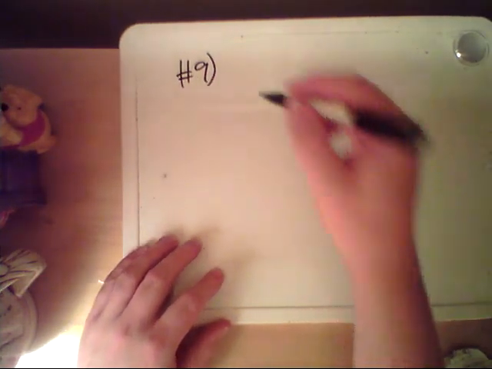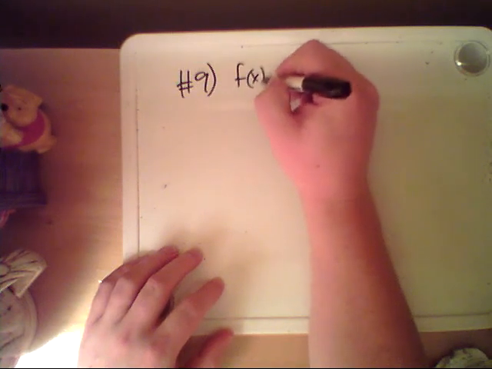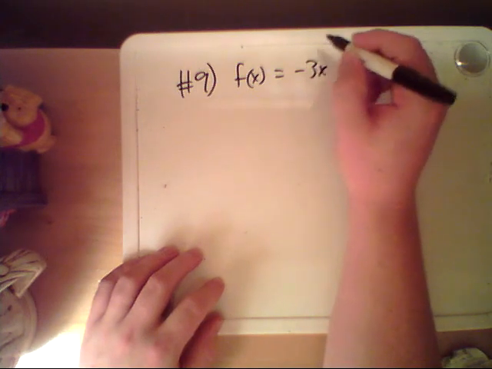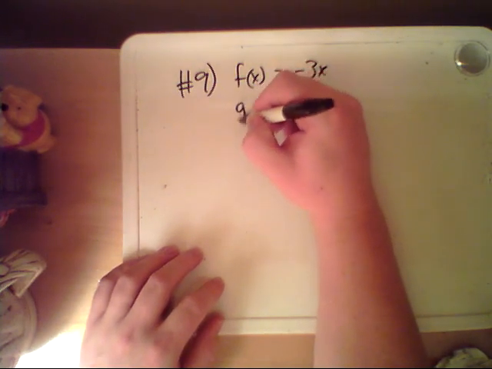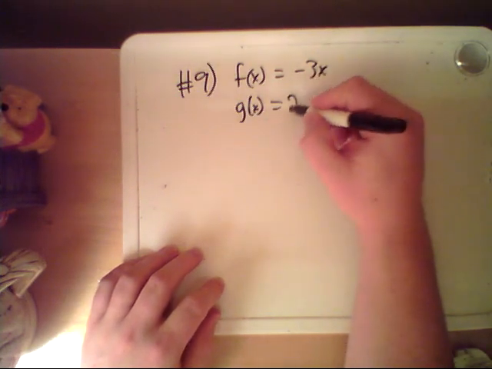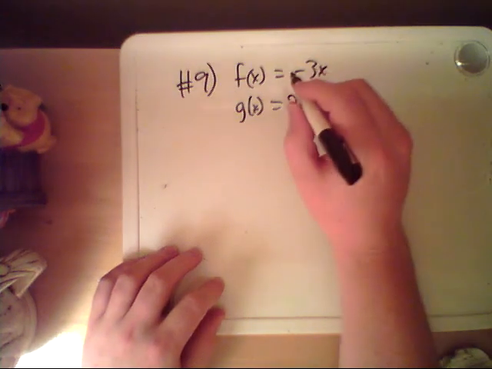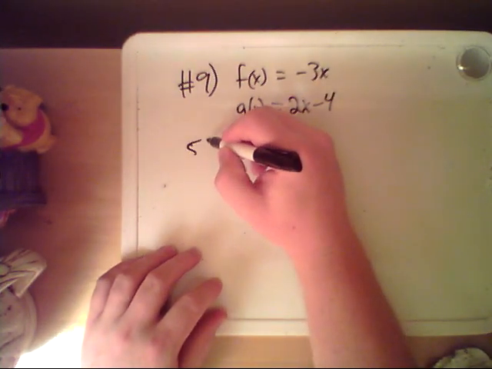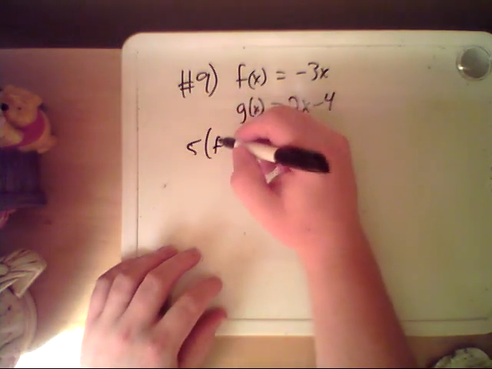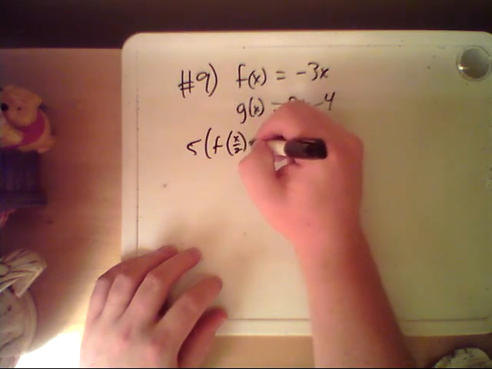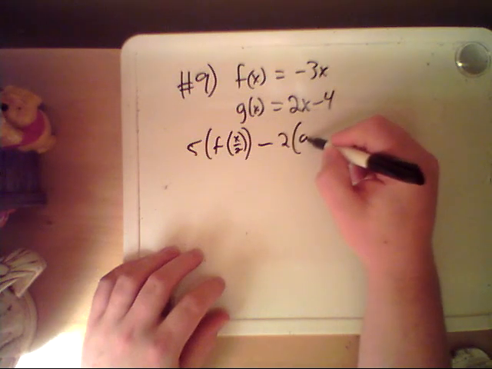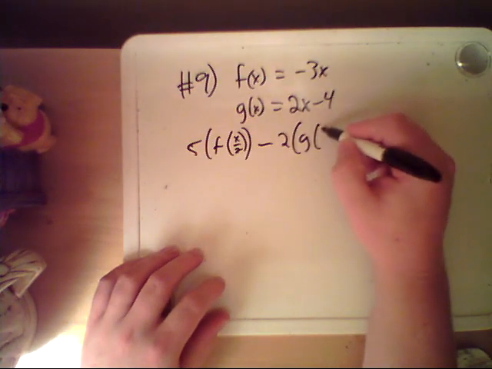We have f of x is defined as negative 3x, and g of x is defined as 2x minus 4. Let's find 5 times f of x over 2 minus 2 times g of x over 2.